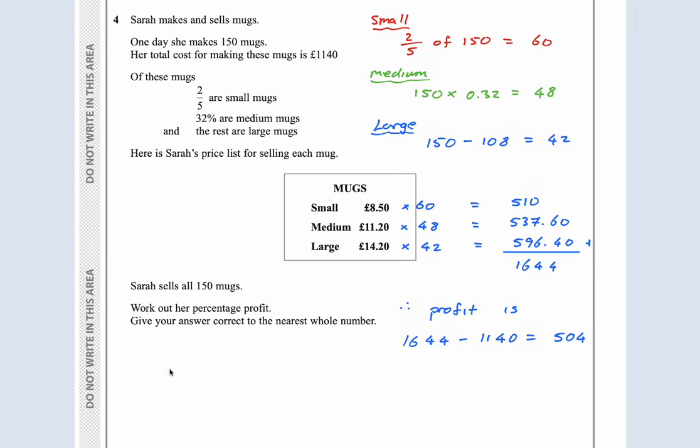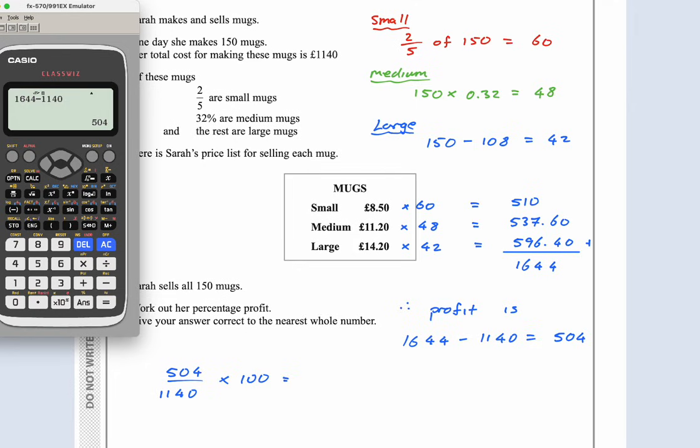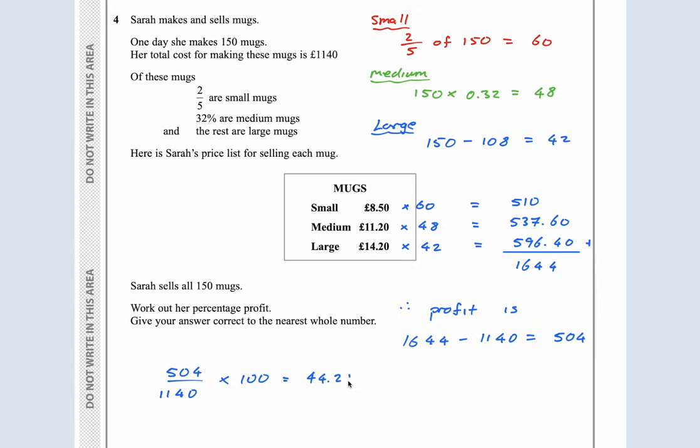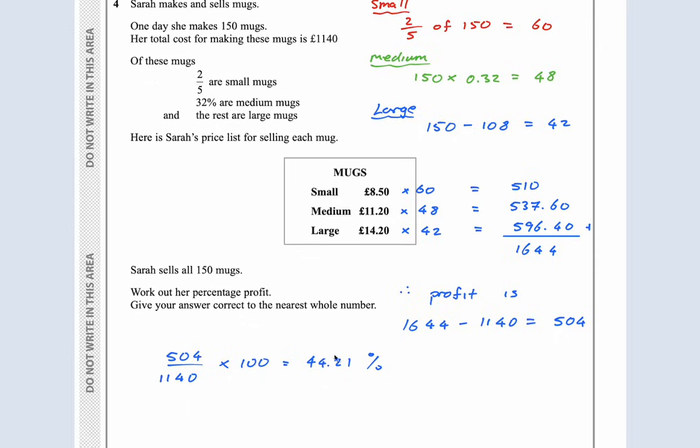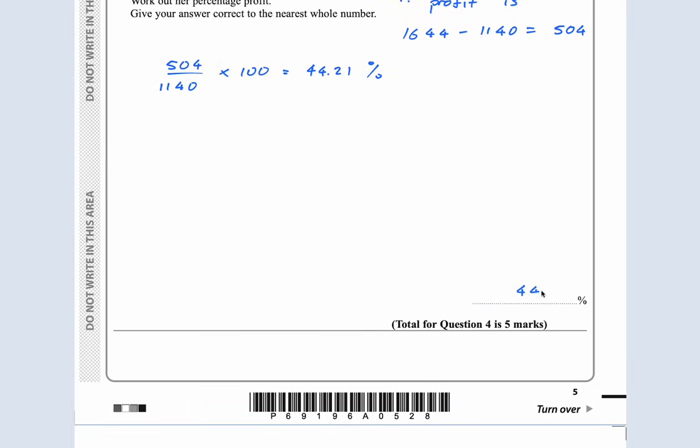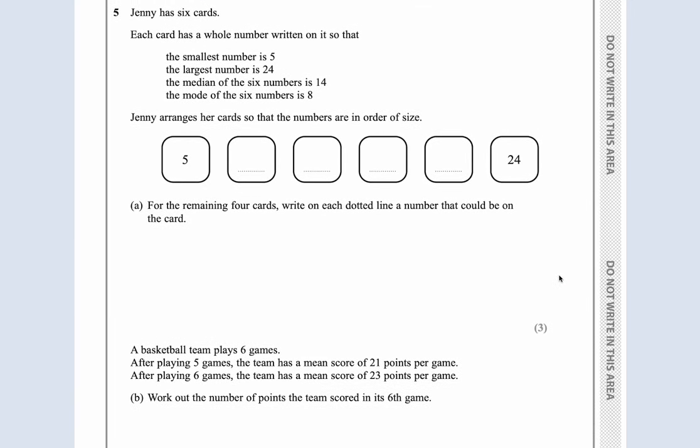The question, however, says work out her percentage profit. Her percentage profit is her profit, 504, out of the original 1140, multiplied by 100. That will give me her profit as a percentage of the cost, essentially, and that gives me 504 divided by 1140 times 100, which gives me 44.21%, rounded to the nearest whole number, 44%. Okay, as I say, guys, those questions are always difficult, and that one is no exception.